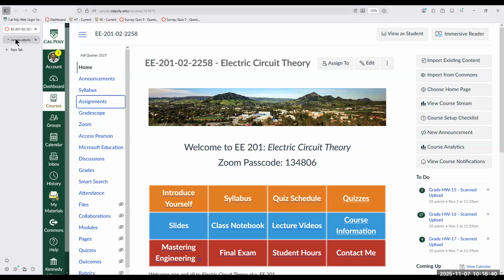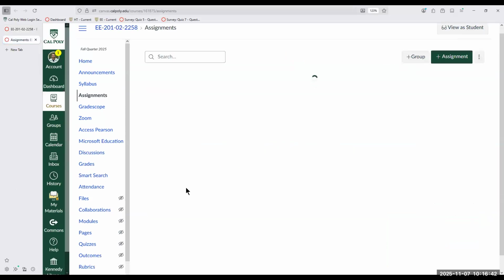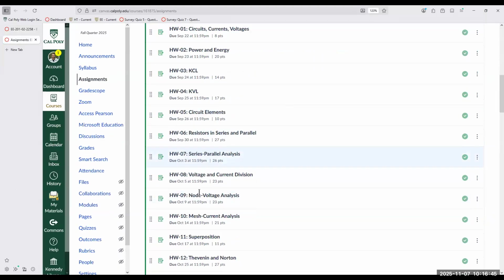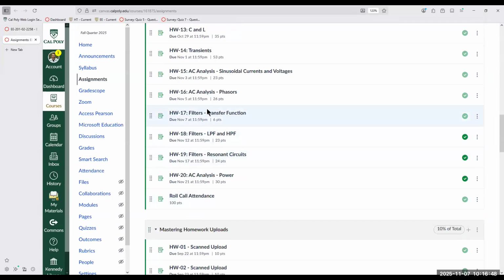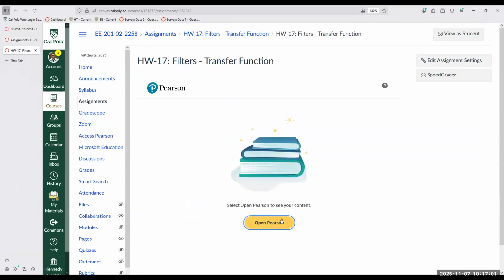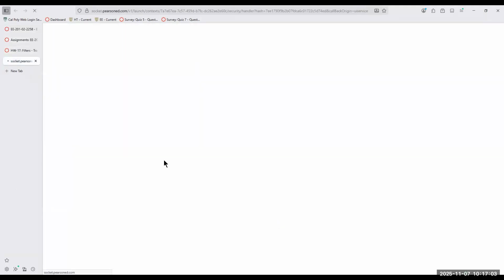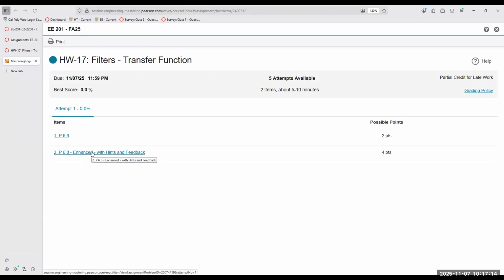All right, assignments. Transfer function is due today. Filters, 12th, 17th, and 21. We have time. I think I'm going to push these homework back by a couple of days. Okay, let's see. Launch 6.8, right? Okay, 6.8.